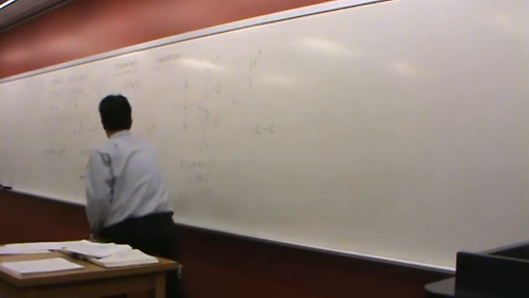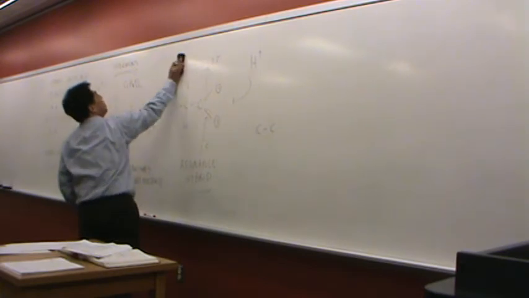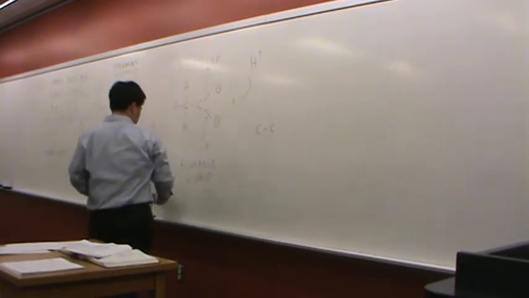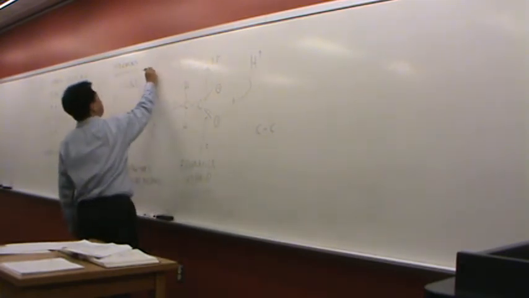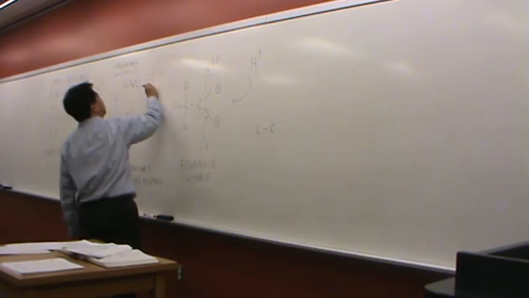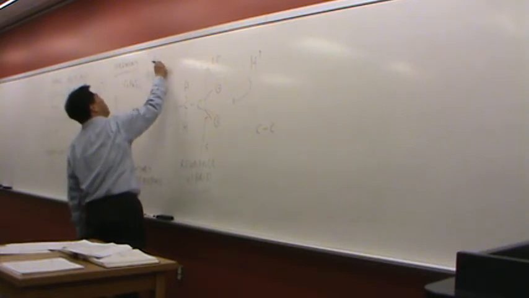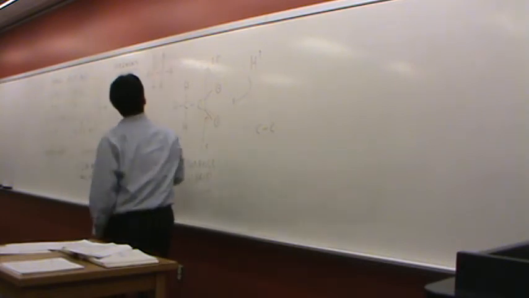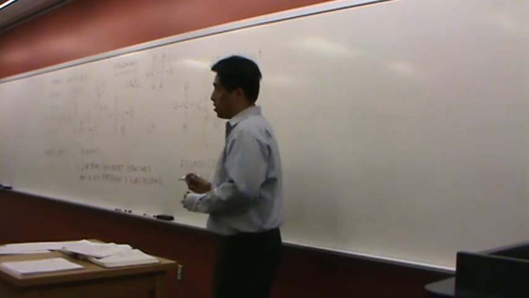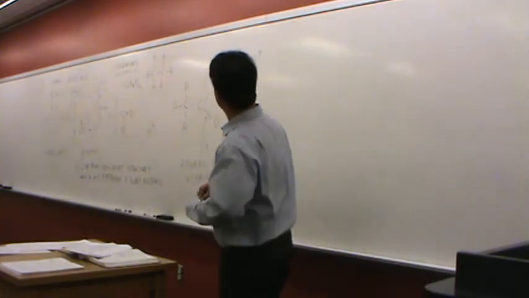So let me just erase isomerism, which is a very different idea. I'm glad you're looking into it already, but isomerism is a very different idea. So let me draw the C2H6 molecule. Okay? Is there any resonance structure to this one?